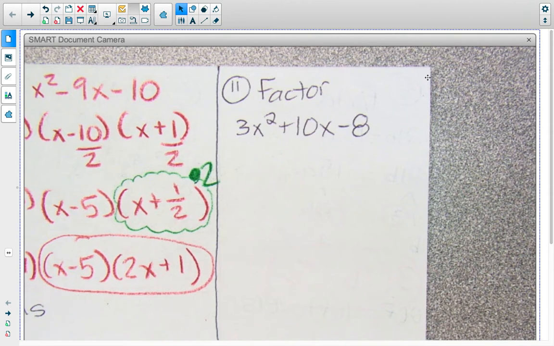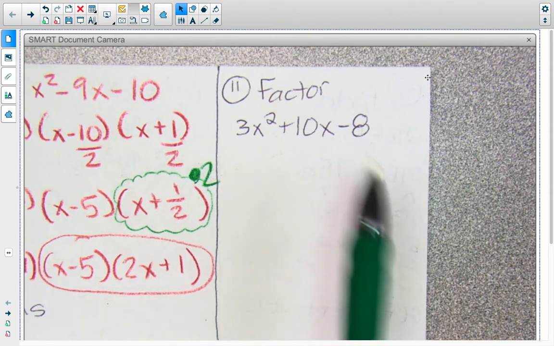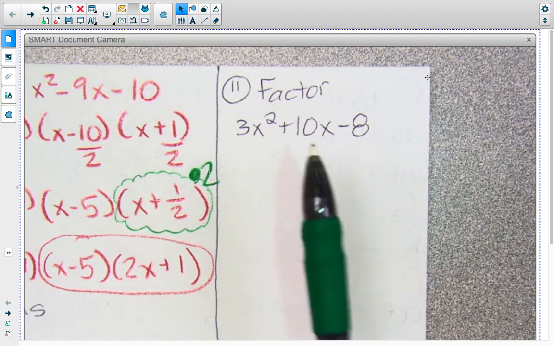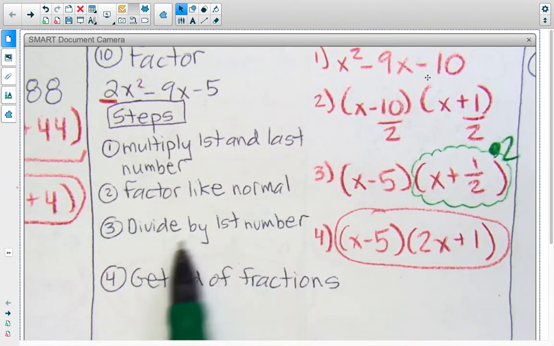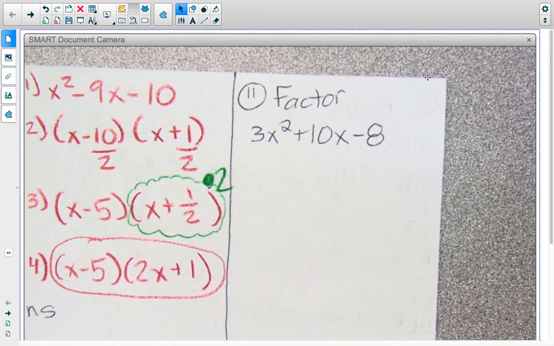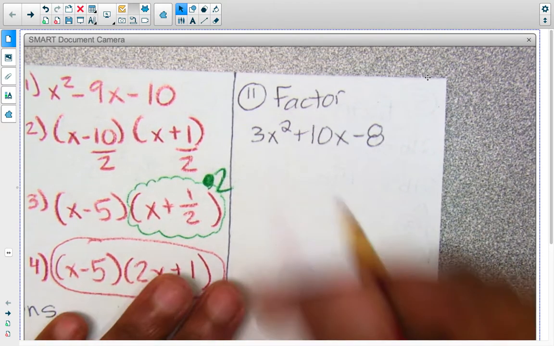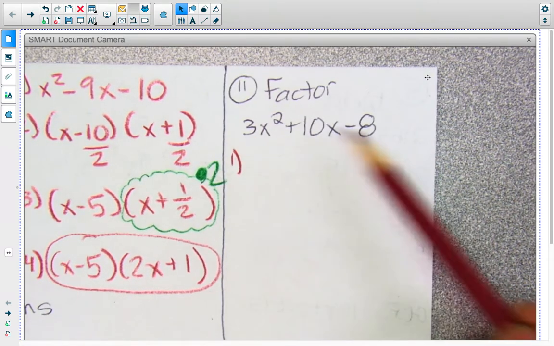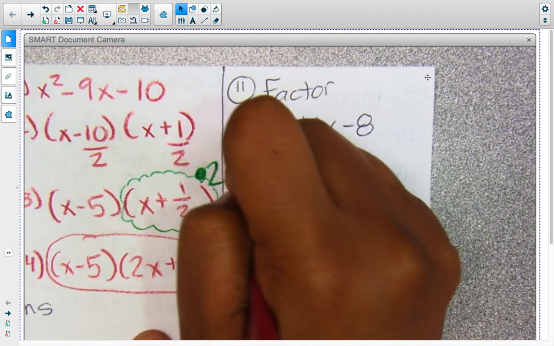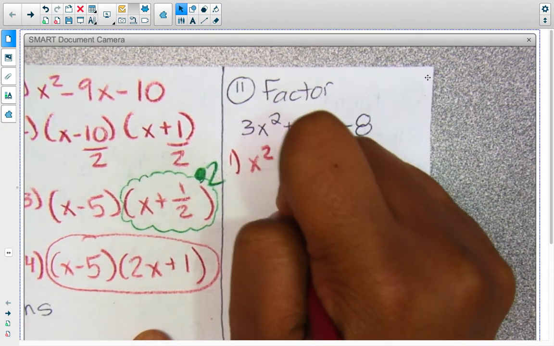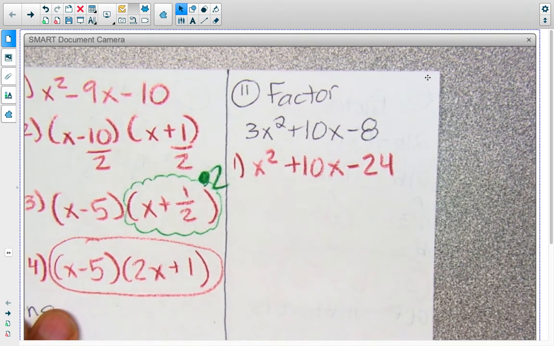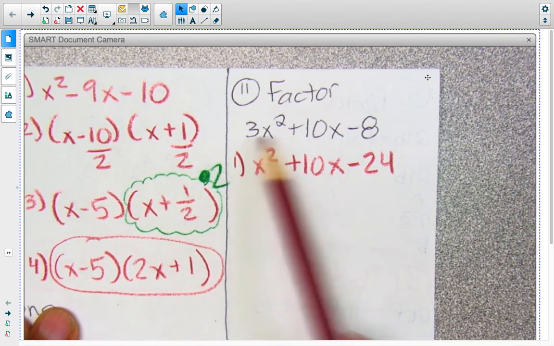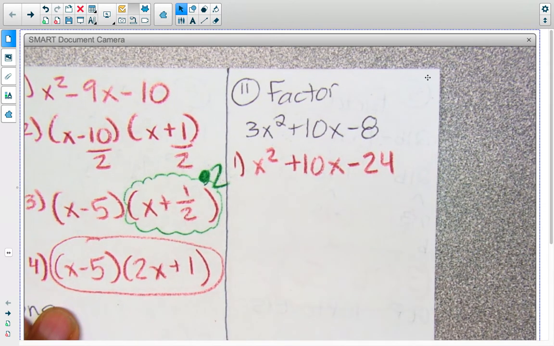So we're going to check for a greatest common factor. 3, 10, and 8 do not share a number, so there's no greatest common factor, and they don't share a variable. And I have a different number in the front besides the number 1. So I need to do the 4 steps listed over here. Step 1 says multiply the first and the last number. 3 times negative 8 is negative 24. I'm going to bring down the x squared and the 10x, and the last term is negative 24.